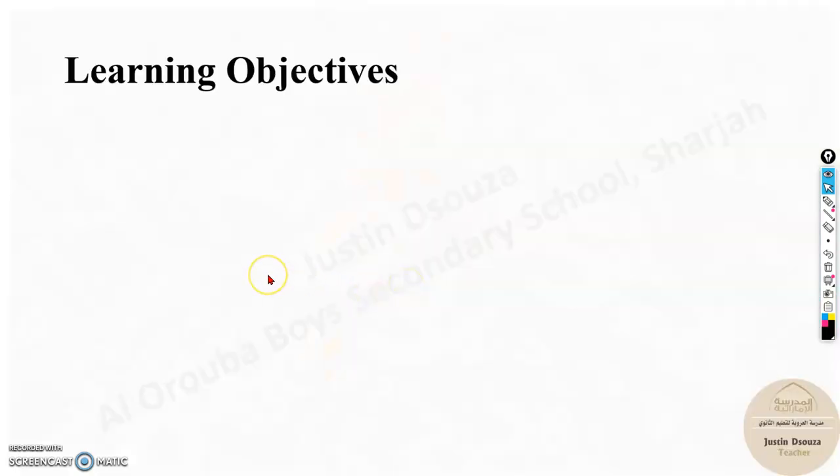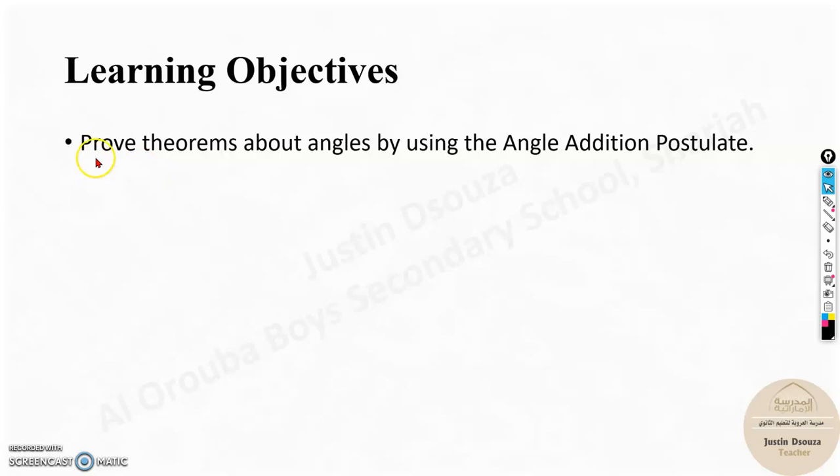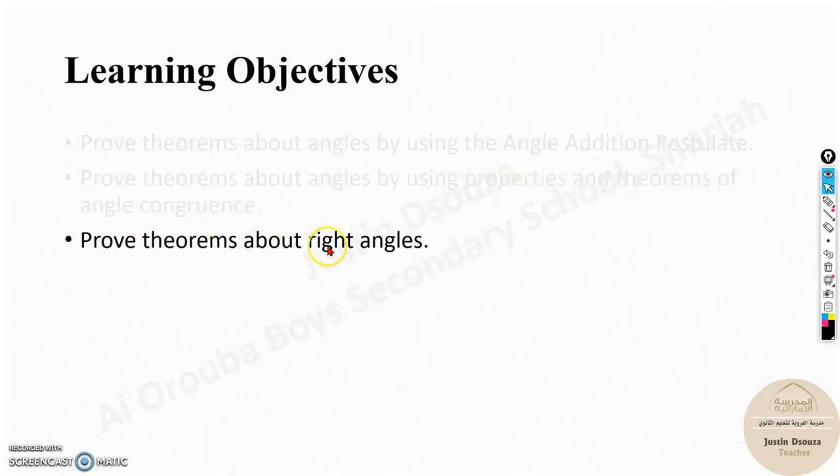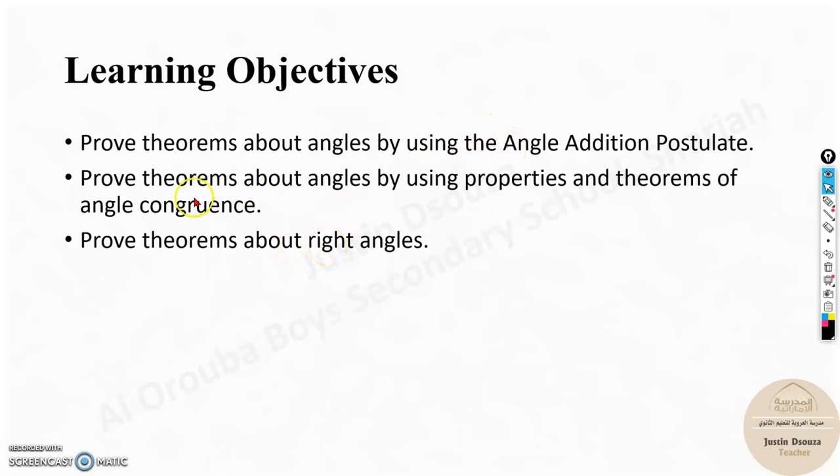We will look into the learning objectives of this lesson, that is to prove theorems about angles by using the angle addition postulate. We have to prove theorems about angles by using properties and theorems of angle congruence, and finally prove theorems about right angles. We will learn all of these in the coming videos.